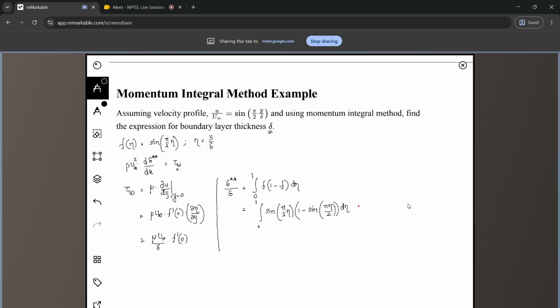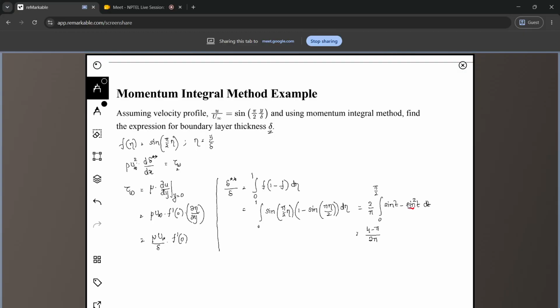We can actually do some transformation where you can consider pi eta by 2 as t and then this will become a standard integration anyway, so I'm not going to spend much time on the derivation. So once you do that, that would eventually come to this. Can you confirm if you're also getting the same?